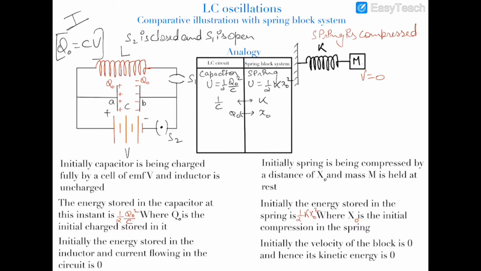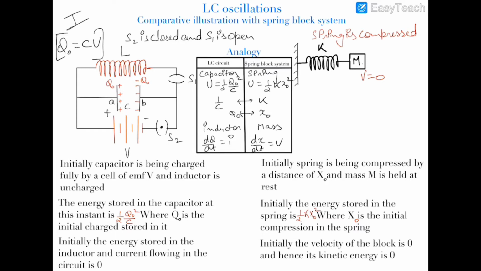So I am comparing this inductor with this mass M, obviously, and this Q naught is the charge, so dQ by dt should be the current, and hence I am comparing this Q with x, so dx by dt should be the velocity. So I will compare the current with velocity.